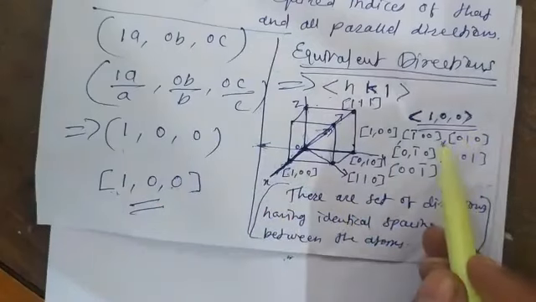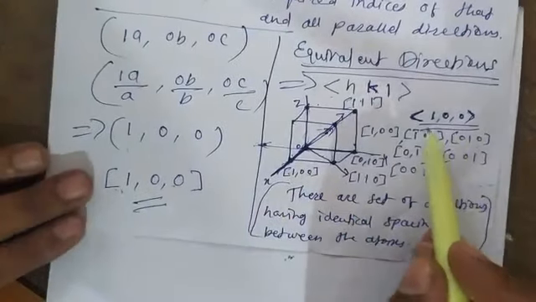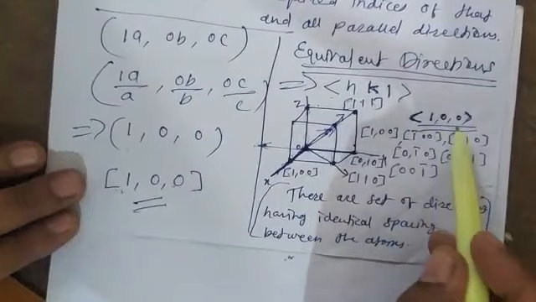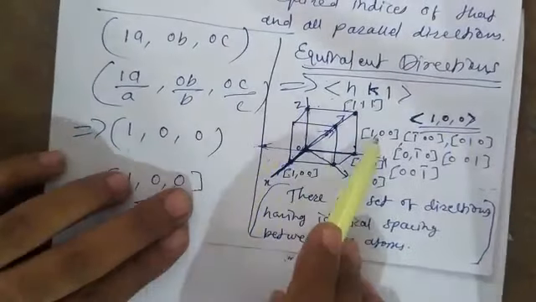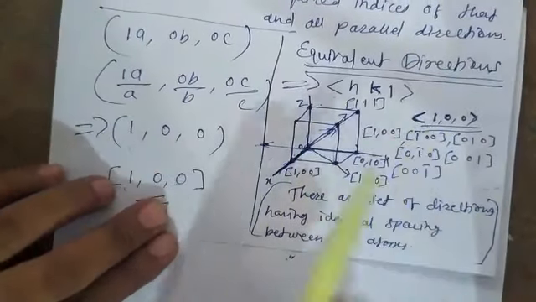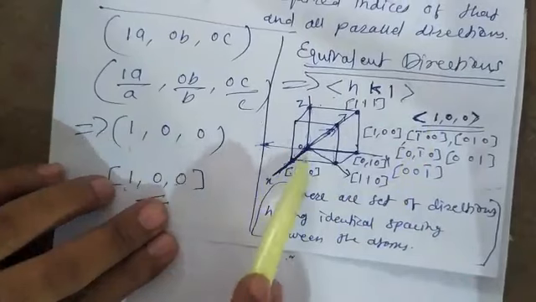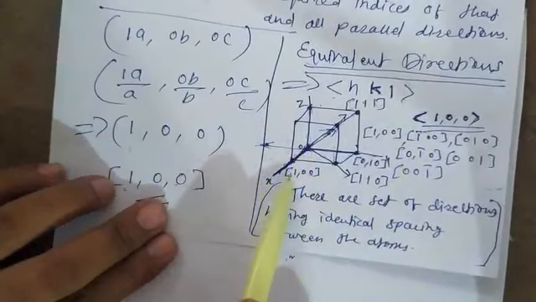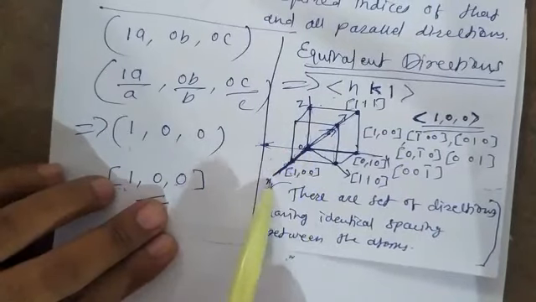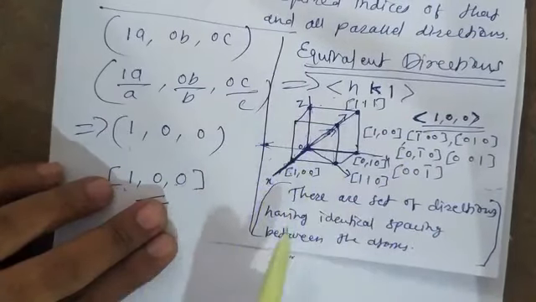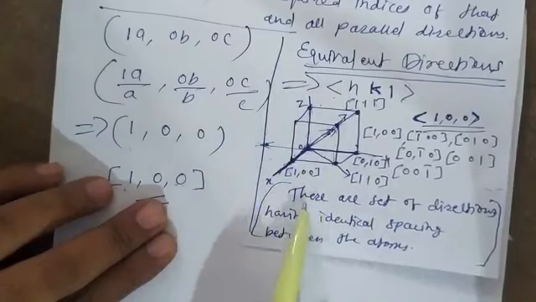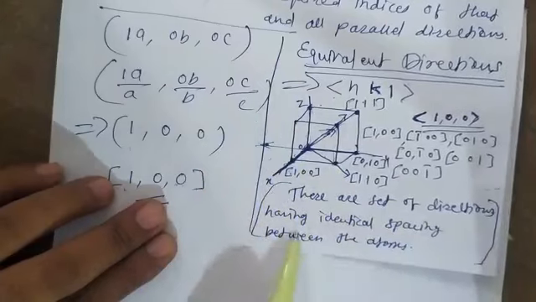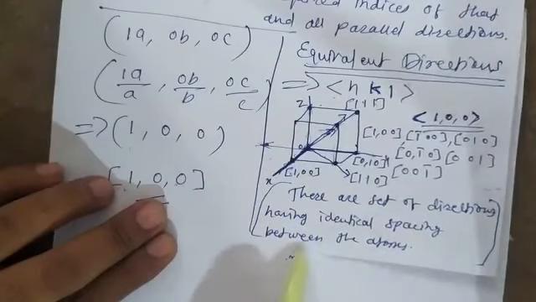Let us consider the family of direction 100. Now in the cubic crystal, what is 100? That is, 1 means along the x-axis. Therefore, this direction represents the direction along the x-axis, the direction 100, which is represented in the square bracket. Now, according to the definition, in equivalent directions, there are sets of directions having identical spacing between the atoms.